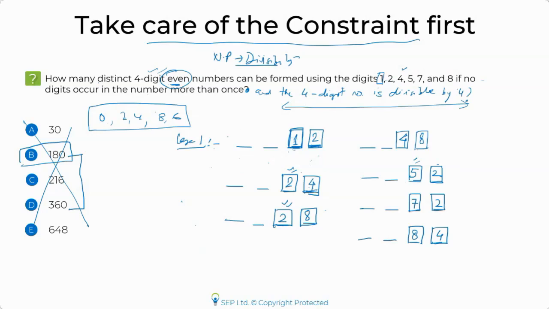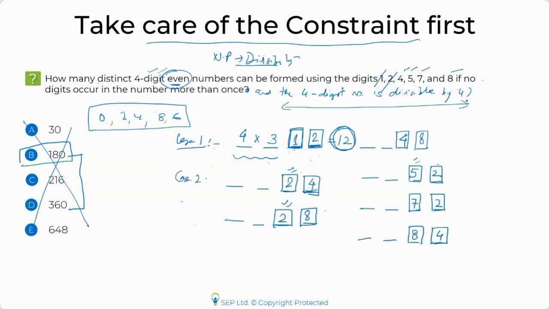So in the first case, if I've already chosen 1, 2, it's fixed here. I need to fill these 4 spaces, and I have 1, 2, 3, 4 options. So the first place can be filled in 4 ways, and the second place can be filled in 3 ways. So all the numbers which have 1, 2 at the last places are going to be 4 times 3, which is 12. So I can form 12 numbers whose last 2 digits are 12.